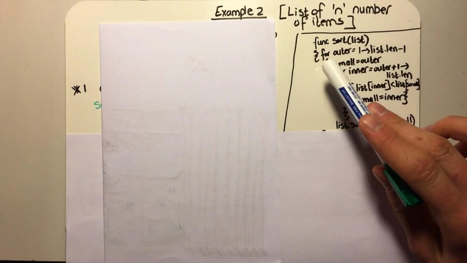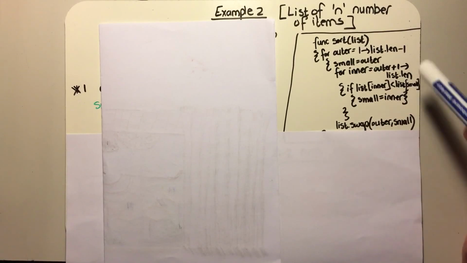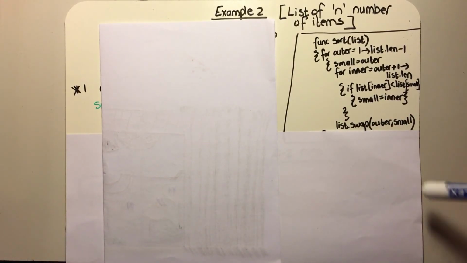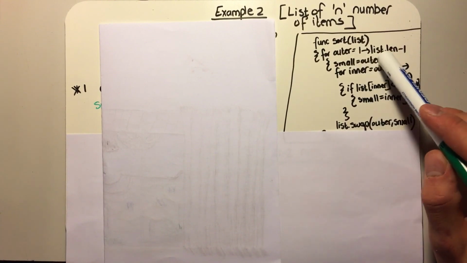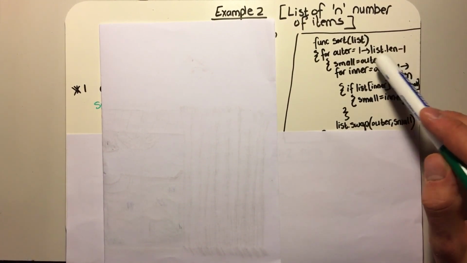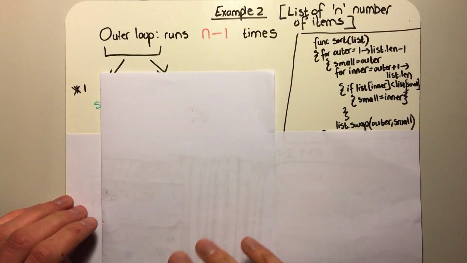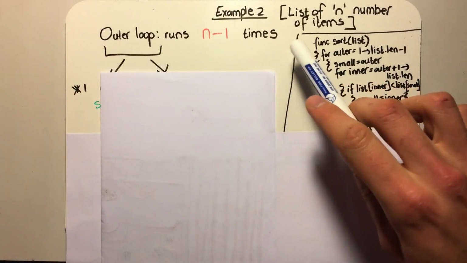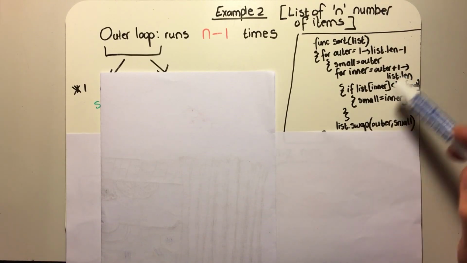So how many times, what's this outer loop's contribution to this function? Well, this goes from 1 to list.len minus 1. So it goes from 1 to the number of items in the list minus 1. So we are saying this loop runs n minus 1 times if our data size is n. So what runs n minus 1 times in here?